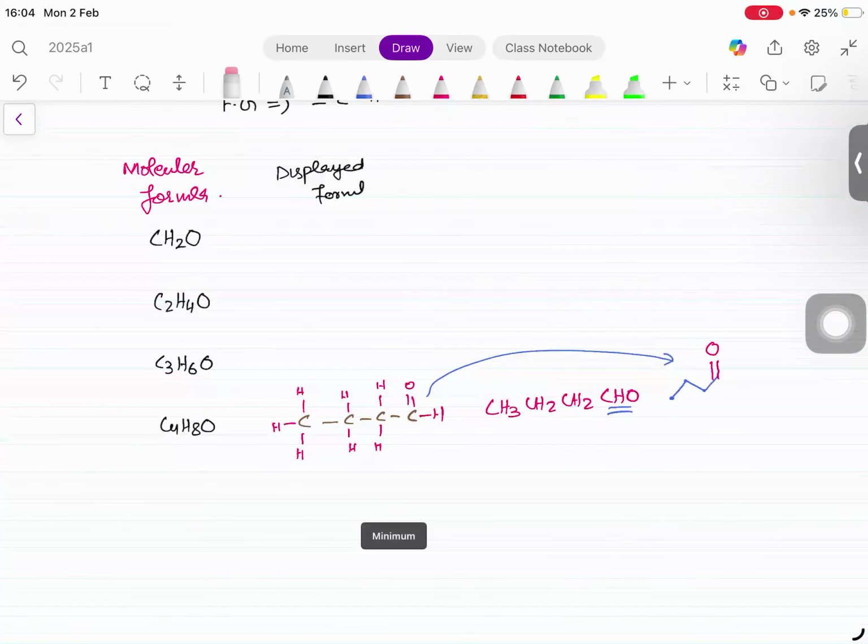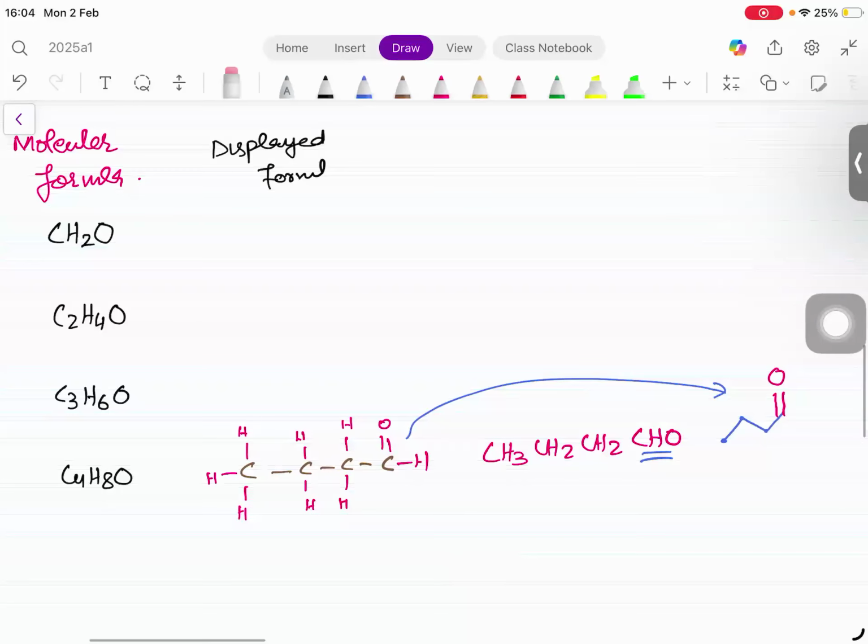Okay. Now can you please draw the displayed structural and skeletal for the 3 carbon aldehyde?